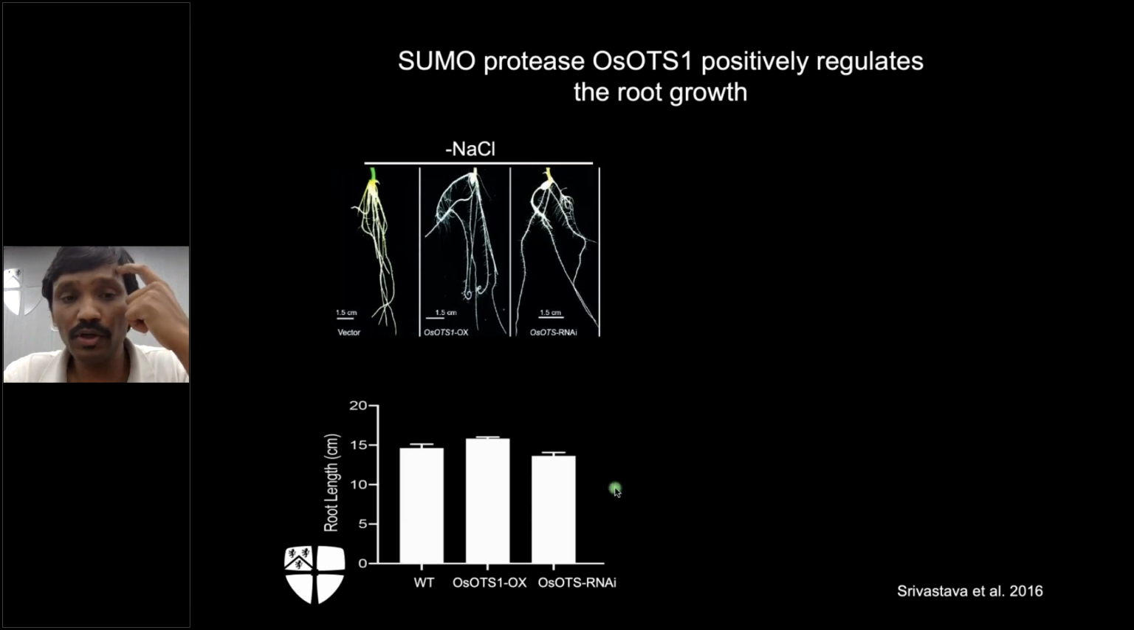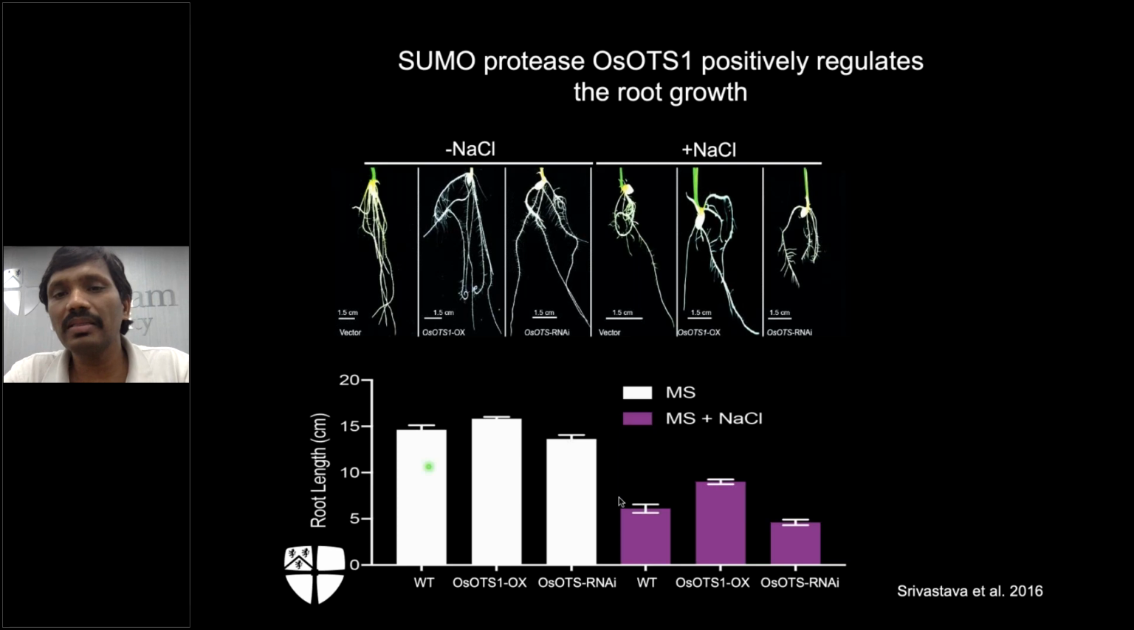Later on, during the characterization, we made overexpression lines for gain of function and loss of function for the SUMO protease OTS, overly tolerant to salt. We found that if you grow them in normal condition without stress, you don't see any difference in root length. But if you put them under salt, you can see the OTS RNAi line, or loss of function of OTS, makes them susceptible against the salt.